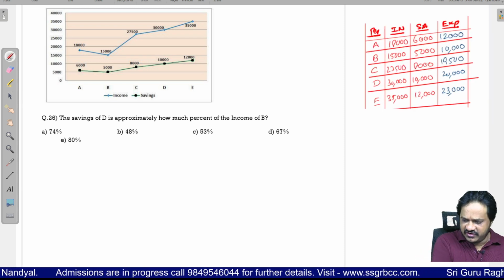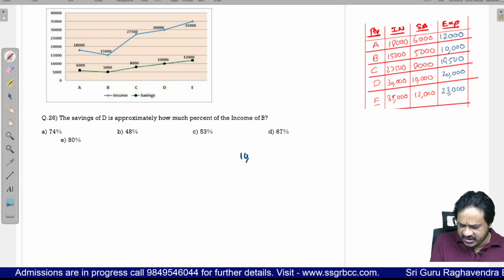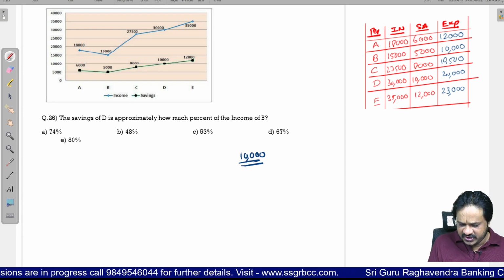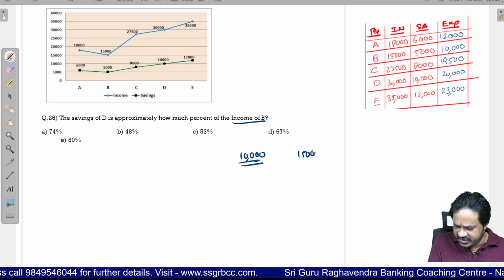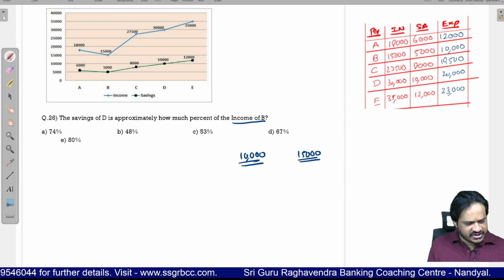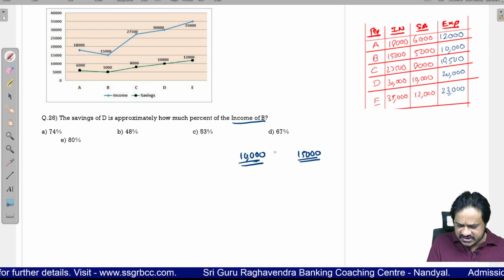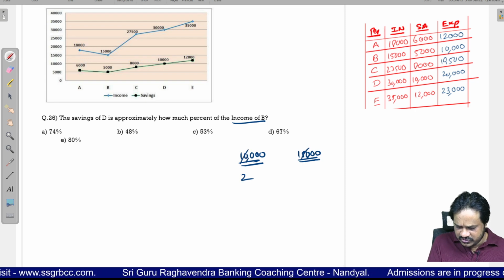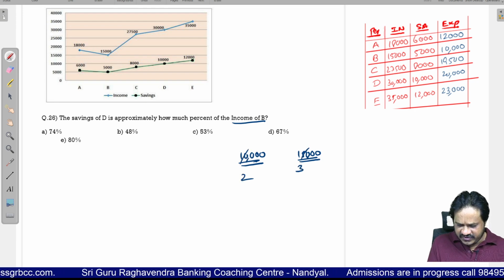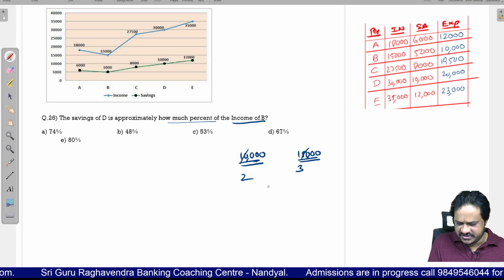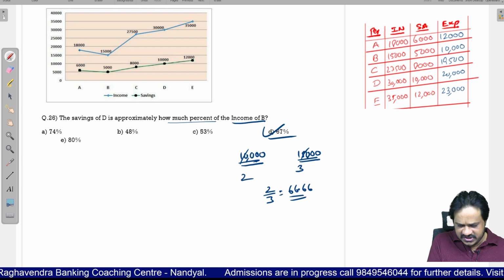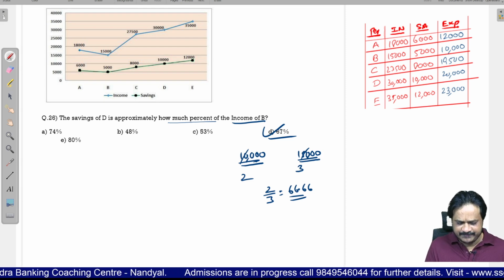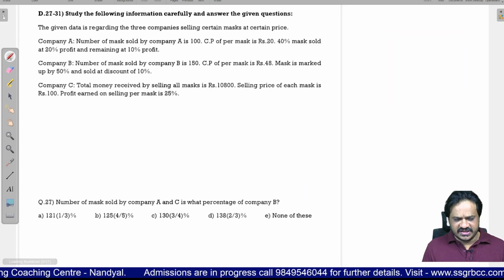The saving of D is approximately how much more than income of B? So, saving of D. What is the saving of D? It is 10,000. Then income of B. What is the income of B? That is 15,000. So, here what is our question? 10 is how much percent more than 15? So, 5 2s, 5 3s. It is how much percent? So, 2 by 3 is always equal to 66.66, round off to 67. Let us see the next one.